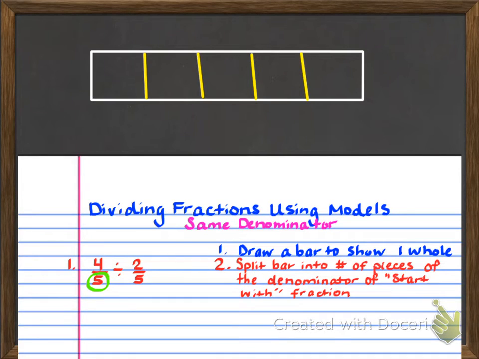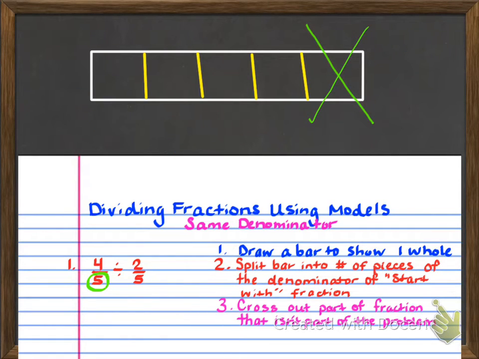All right, and so unlike when we're using 2 bars to model division of fractions, we're just using the 1. So the first thing that we're going to do is look at the 4/5 that we actually have. So I'm going to go ahead and cross out this 5/5, because remember, we're only starting with really that 4/5. So that shows you the 4/5 right here. All right, so again, we crossed out the part of the fraction that isn't part of the problem. And so that one green X right there is showing us that we never had that 5th to begin with.